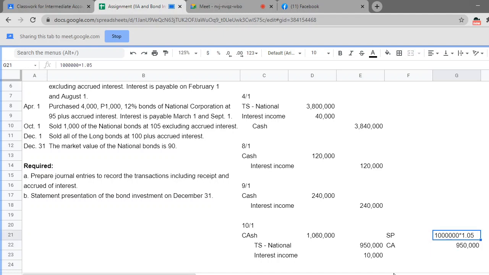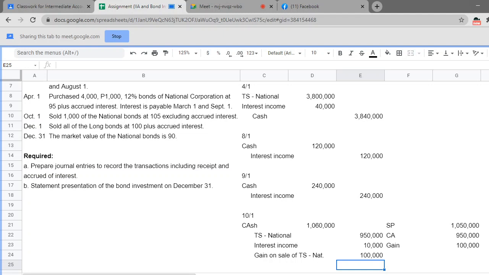950. Was there a gain or loss? The carrying amount is 950. It was sold at 1.50. Therefore, there is a gain, and that is credited to gain on sale of trading securities, National. That is 100,000. That is October 1.